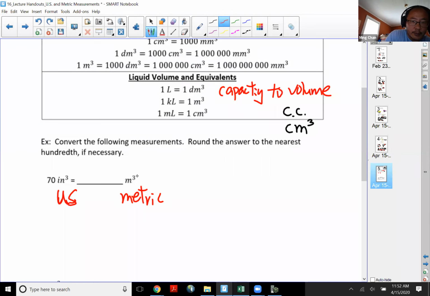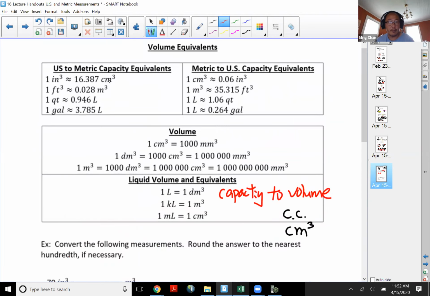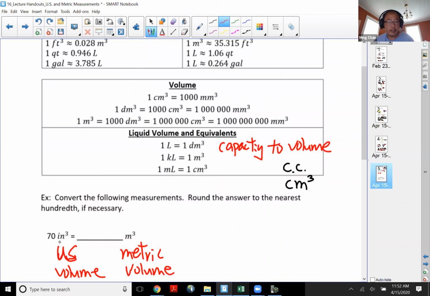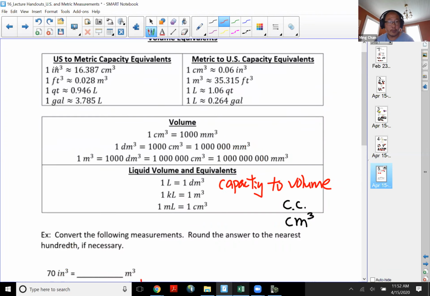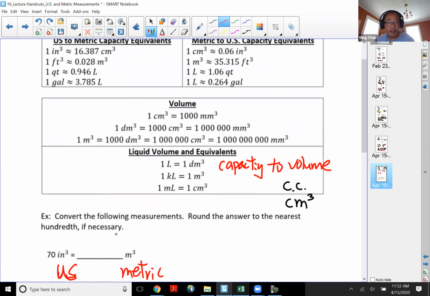I see cube on both of them, so that's volume and volume. Okay. So I need to convert from US volume to metric volume. So that will be up here. Cubic inch takes me to cubic inches right here, right? Cubic inch can take me to cubic centimeter.